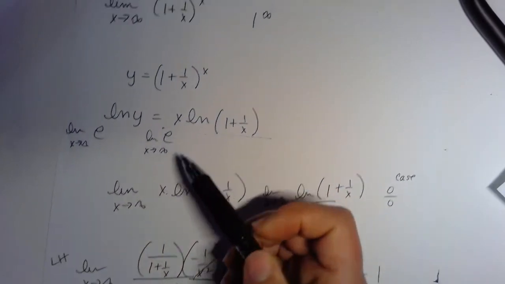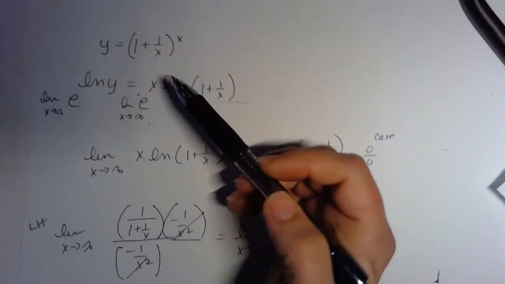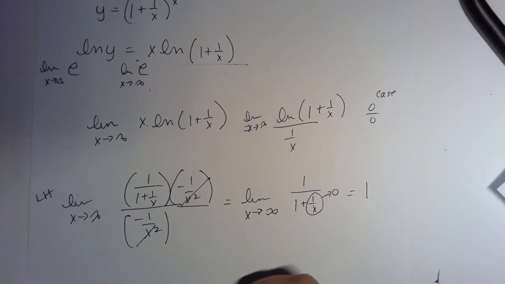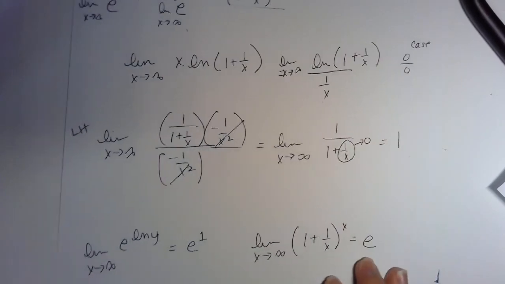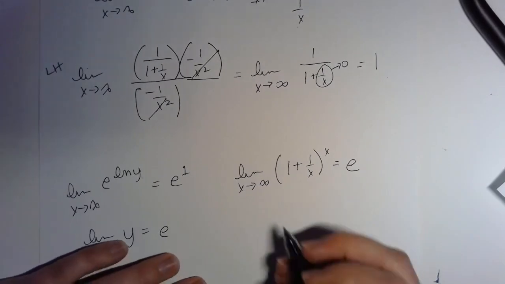And our original y, we said, was this. So the limit as x approaches infinity of 1 plus 1 over x, to the x, is equal to e. This is the definition of e.